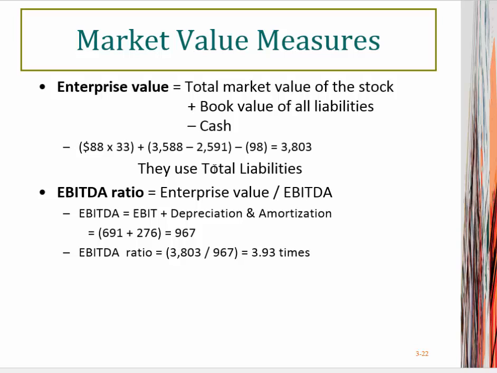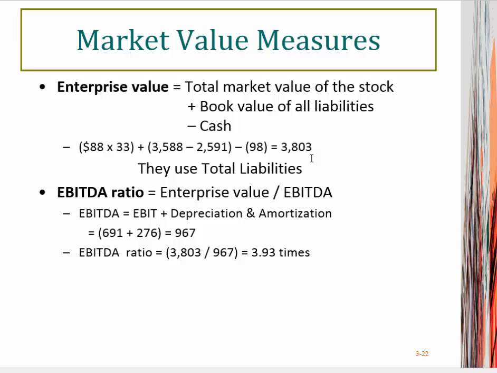So your textbook uses total liabilities. It uses all of debt. Some books may only use long-term liabilities. But in general, we see here that the enterprise value is $38.03. That's what it would cost to buy the entire company and convert it into a non-leveraged debt company. The EBITDA value basically takes that enterprise value and divides it by EBITDA.